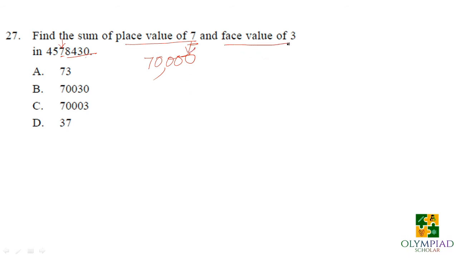The face value of any number is the number itself. So what is the sum? That means we need to add 3 to this number. That means it will be 70,003. So you need to find this number, 70,003, and it is present in option C.